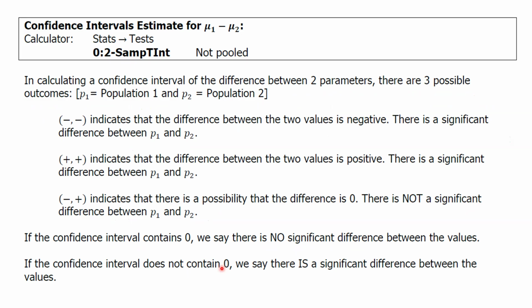Now to find confidence interval estimates for mu1 minus mu2, we're going to use the two-sample t-interval. When we were doing one sample, we just used t-interval, but now that we have two samples, we want to find the confidence interval. Make sure we use not pooled. When we go into this test, we'll select either stats or data. We'll enter all the information for sample 1, then all the information for sample 2, and then our confidence level. Select no for pooled, and then calculate.